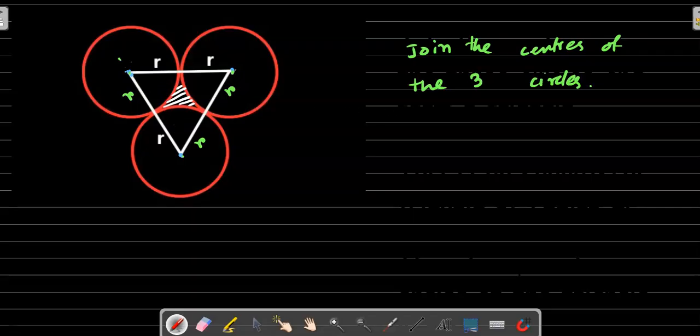Let's name this triangle ABC. All the sides of triangle ABC are 2r. Therefore, this triangle ABC is an equilateral triangle, so all the angles of this triangle ABC are 60 degrees.